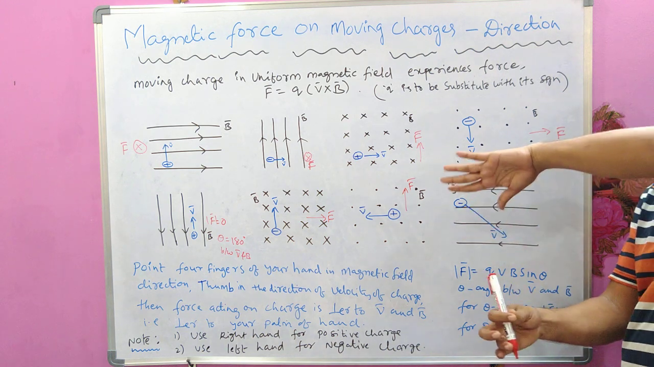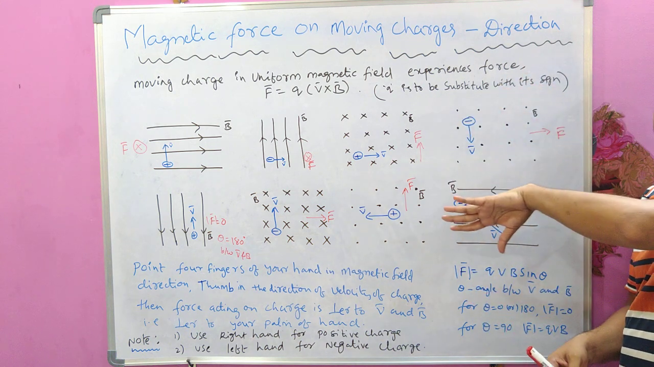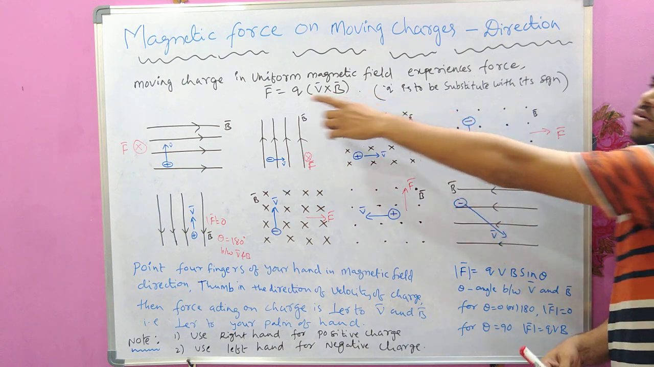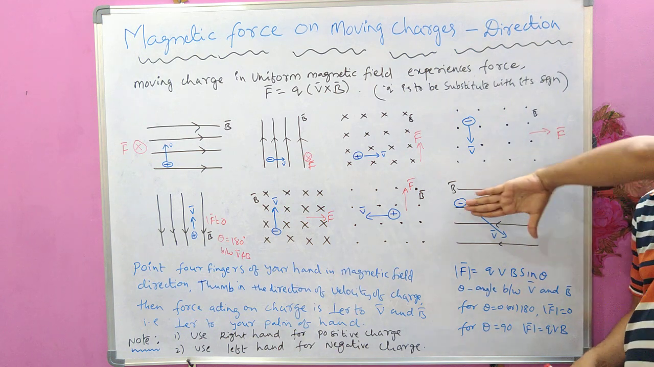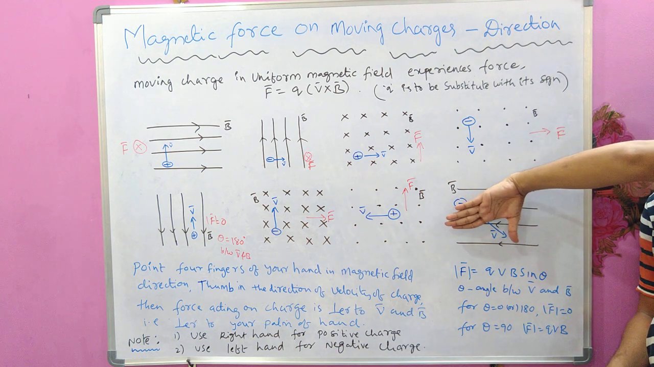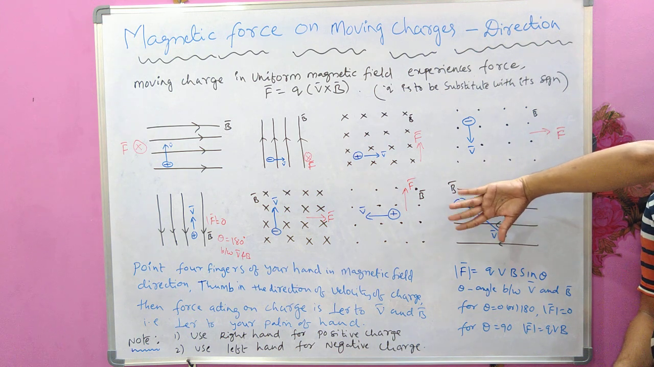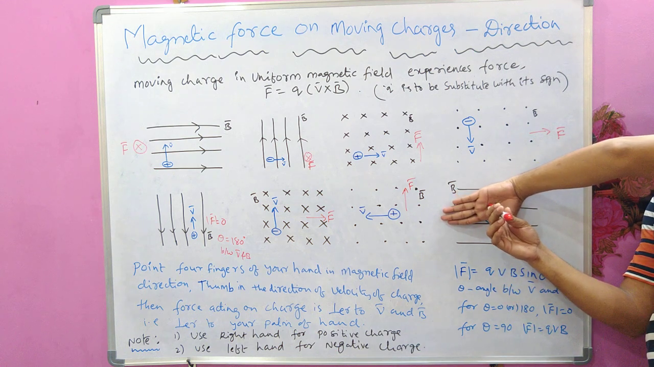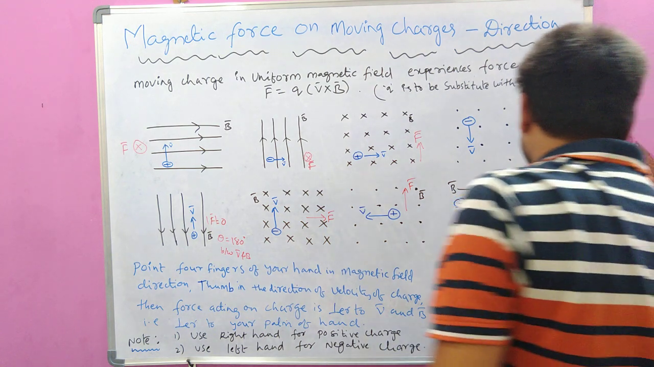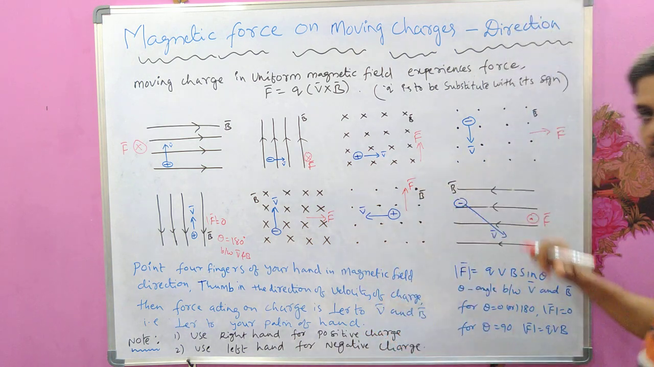But remember always, the force is perpendicular to velocity and magnetic field. The force is perpendicular to velocity and magnetic field always. So this way, this thumb represents the velocity and four fingers represent the magnetic field. The force will be outwards from the board, this way, perpendicular to your palm. So here the force is outwards.